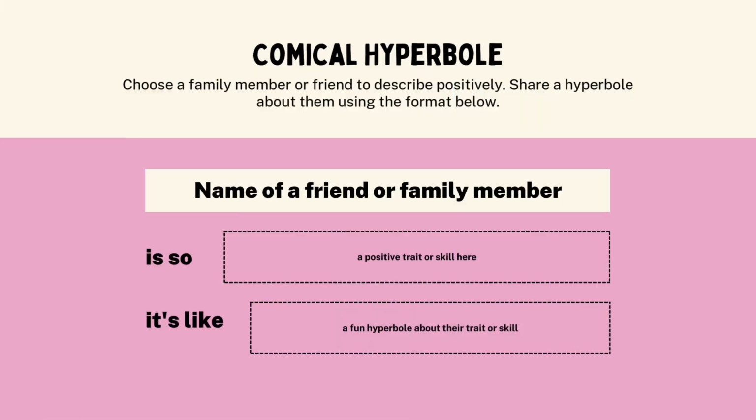And now it's time for our last game, our comical hyperbole. Here, it's kind of like a unique game, kind of, sort of. You would choose a family member or friend to describe positively. You're going to share our hyperbole about them using the format below. Again, I give you a little bit of time so you can kind of decide what you want to put in these spaces. But you can always pause the YouTube video if you need to.